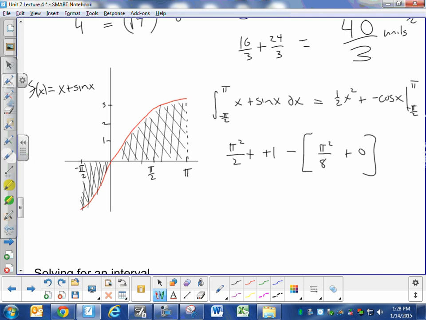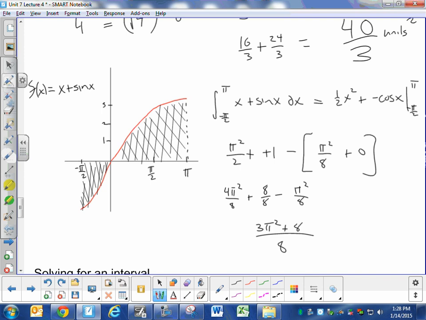Well, that's not fun. The 4 pi squared over 8 plus 8 over 8 minus a pi squared over an 8. So that's 3 pi squared plus 8 over 8. Or 3 pi squared over 8 plus 1.